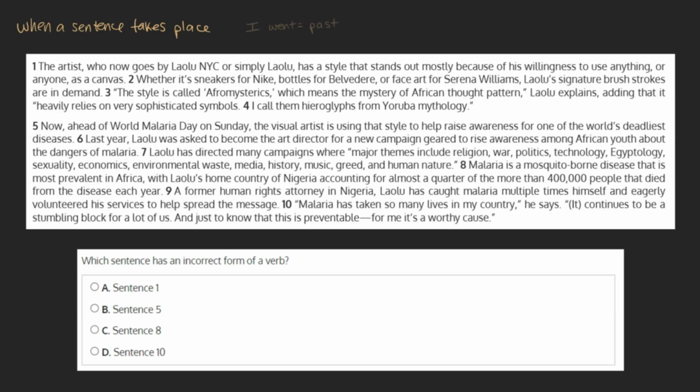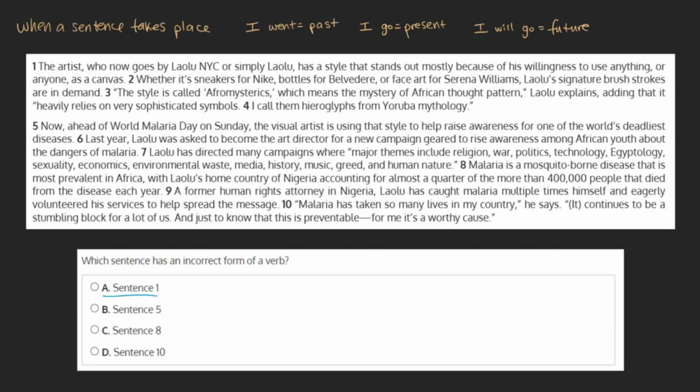For example, "I went to school" tells us this event took place in the past, "I go to school" tells us it's happening currently, and "I will go" happens in the future. With this in mind, let's go through our choices and see if the verb tenses match up with when their sentences are taking place. A.